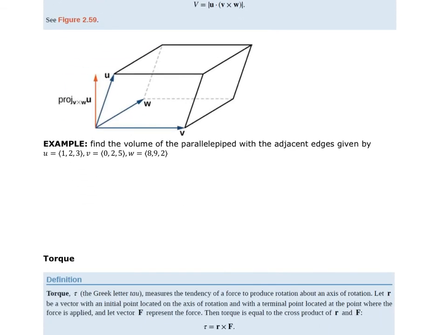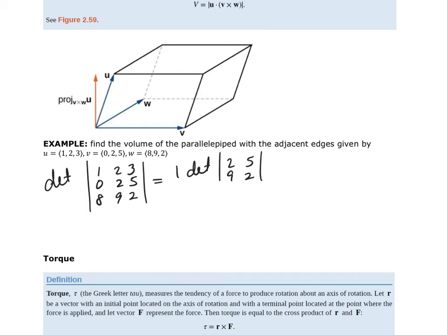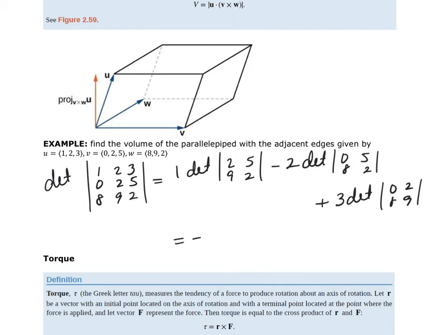Let's do an example. So I'm going to do my determinant of 1, 2, 3, 0, 2, 5, 8, 9, and 2, which is going to be 1 times the determinant of 2, 5, 9, and 2, minus 2 times the determinant of my smaller submatrix, which is 0, 5, 8, and 2, and then plus 3 times the determinant of 0, 2, 8, and 9. Now when I get done, I end up with a negative 9.